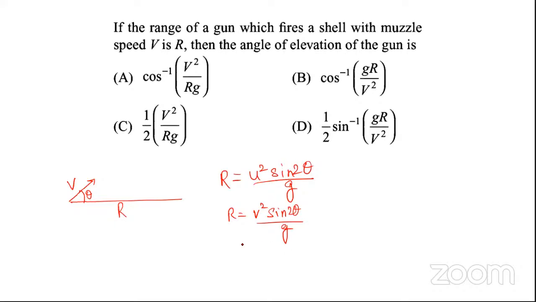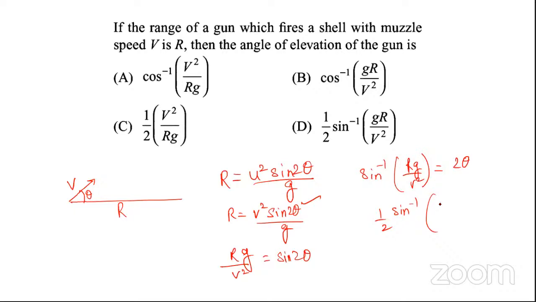I think this question was relatively easier. So we have to find theta, so we just keep removing every other thing from over here. How do we do that? R g by v square equals sin 2 theta, and taking sine inverse on both sides, the 2 goes over there. So it's option D.